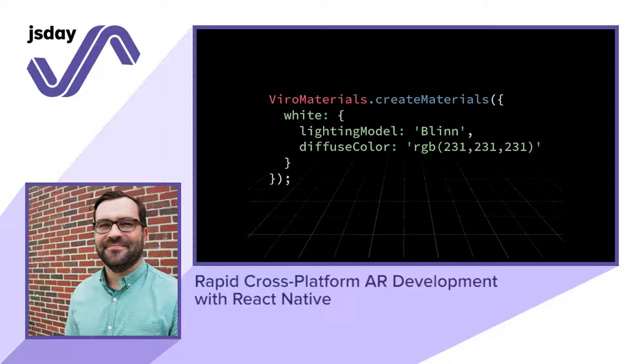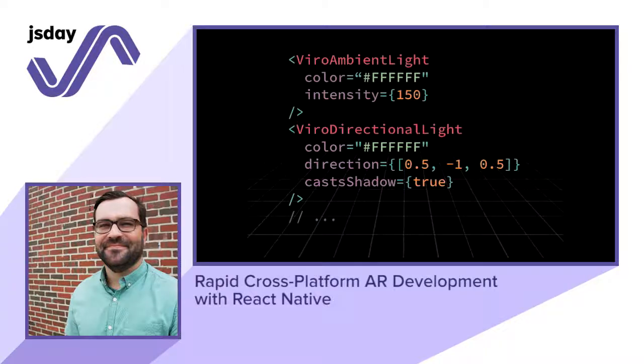So along with this material, we need a lighting source. Viro provides a number of lighting options as well. Here we're using an ambient light at the top, which just gives some general lighting to the whole scene. And then we have a directional light, which, as the name implies, is much like the sun, so it's going to be shining from one point in a certain direction. We can give it some coordinates of where we want it to point, and we can also say that it should cast a shadow. So there's certain things like that.